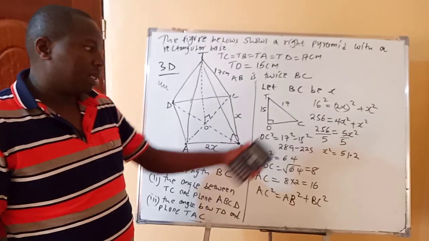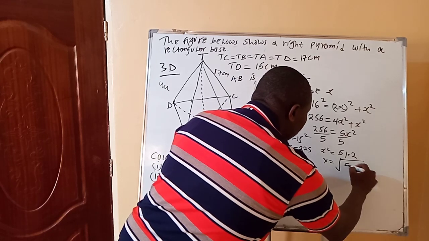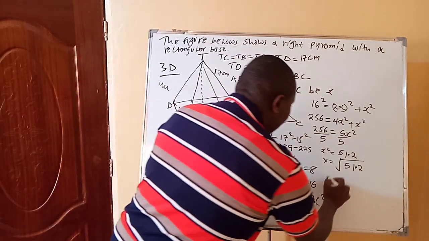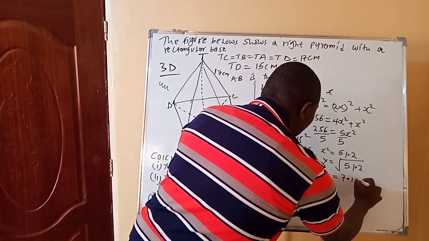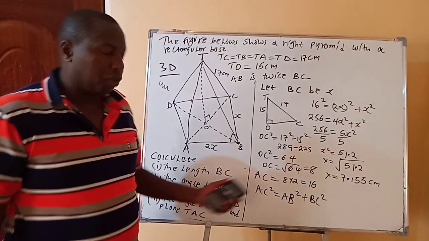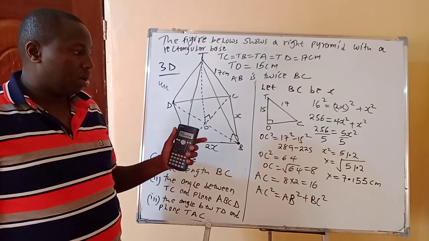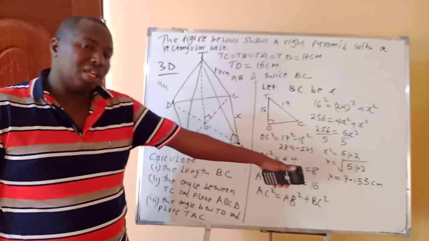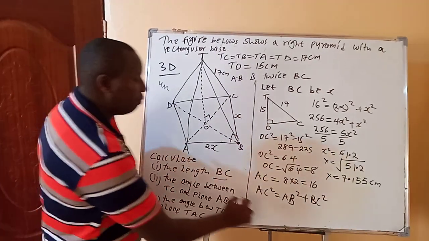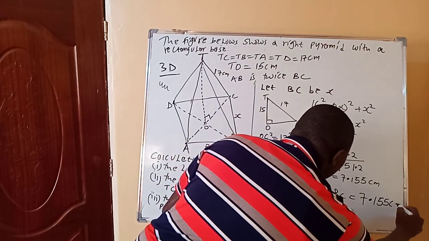So x squared is 51.2. To find x, x will be equal to the square root of 51.2. You get that x is equal to 7.155. We give our answer to four significant figures. So the value of x is 7.155 centimeters. In our question, we were looking for BC, so the length of BC is 7.155 centimeters.